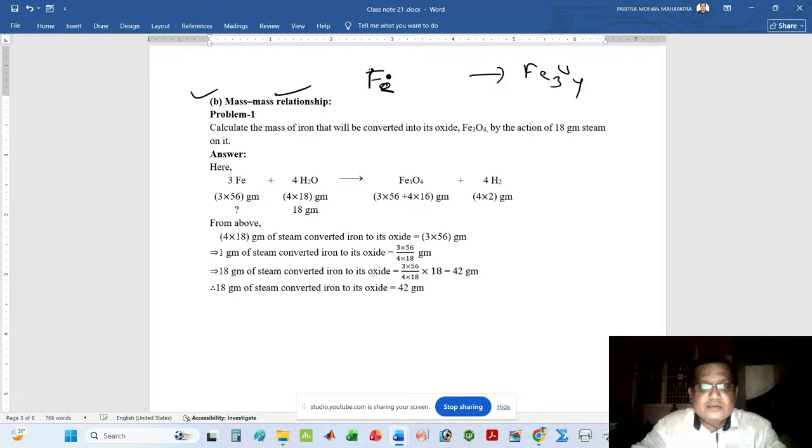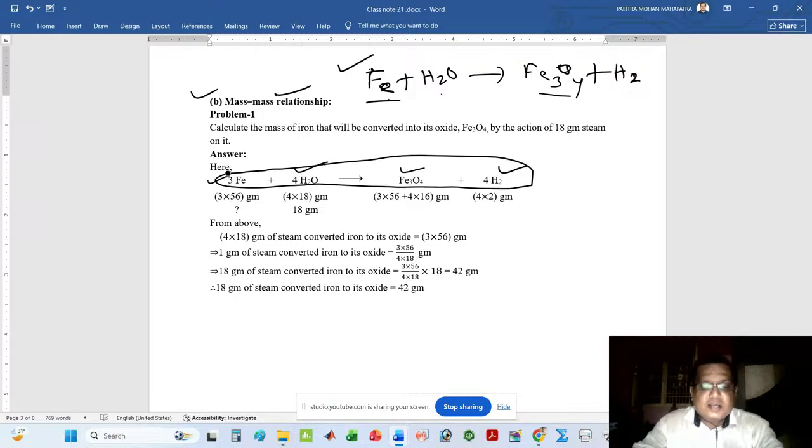That means iron reacts with hot water. If iron reacts with water, then no doubt Fe3O4 is formed, and hydrogen gas is also liberated. So the equation is Fe plus H2O gives Fe3O4 plus hydrogen. It is necessary to balance this equation. If you balance it, you will get 3Fe plus 4H2O gives Fe3O4 plus 4H2. This is the balanced chemical equation.